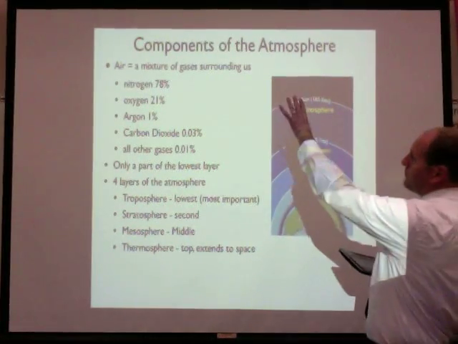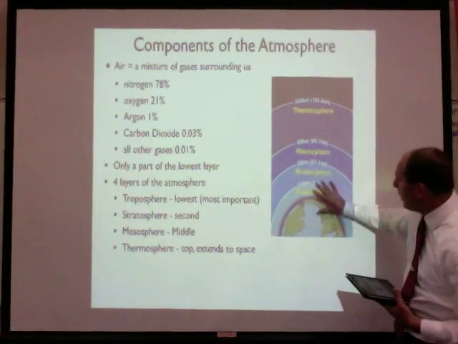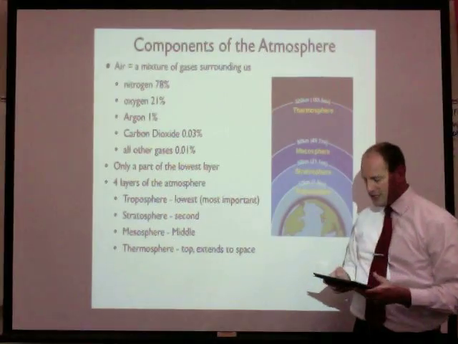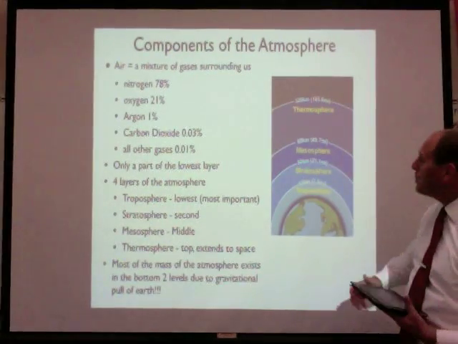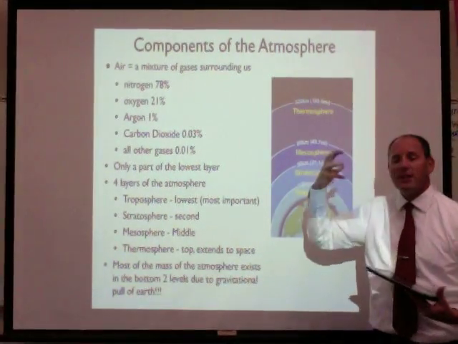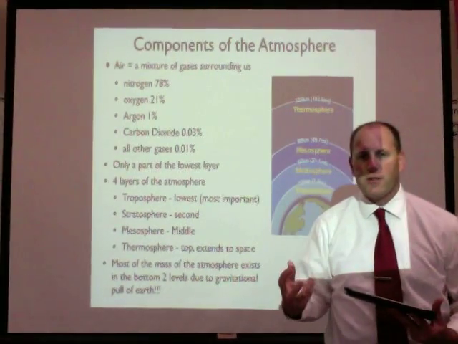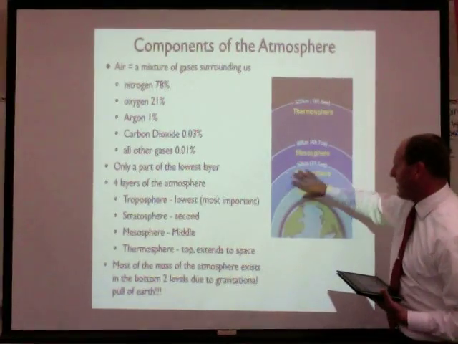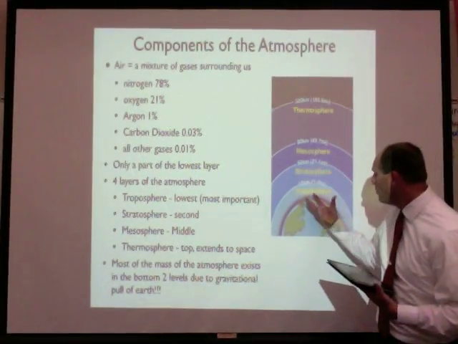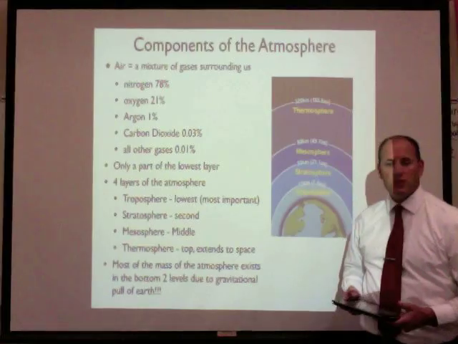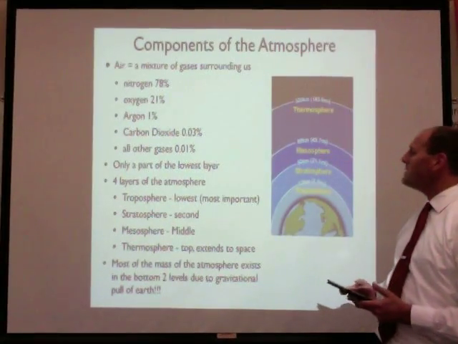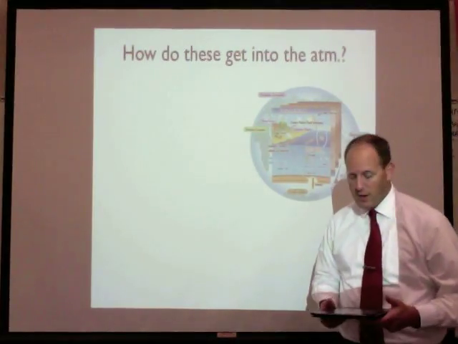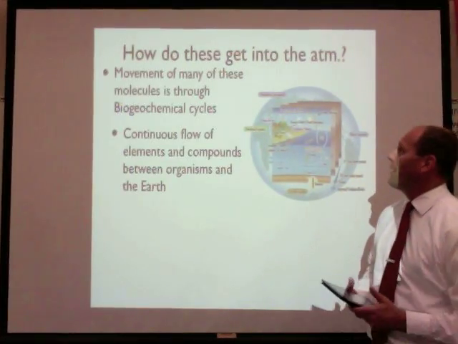Now, of all of these gases, I said that they're only a part of this lower layer. There's very few of these particular molecules extending out. And the reason that most of them are down here is because of the gravitational pull of the Earth. That is extraordinarily important. Most of those gases down here, because of Earth's gravity pulling them down and holding them close to the Earth. So, how do these gases get into the atmosphere? We're going to abbreviate atmosphere just as ATM right there, a little bit easier to write down.